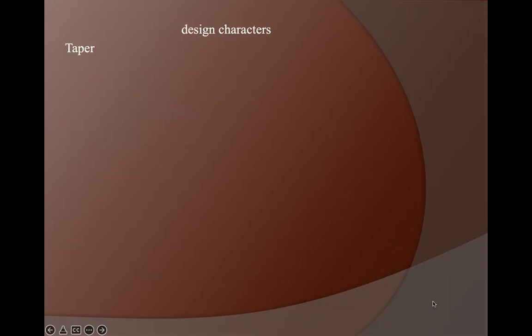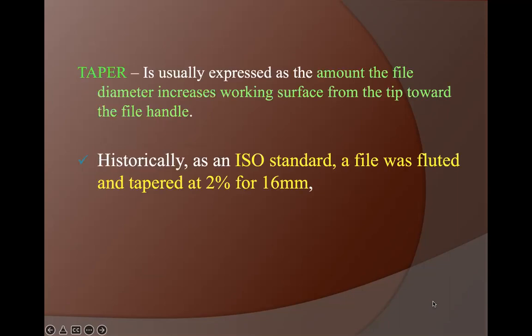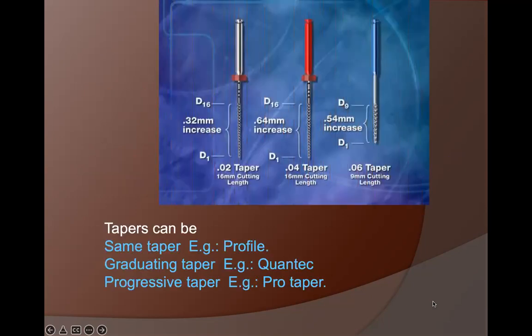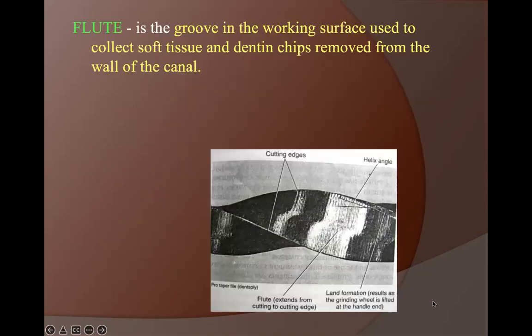So there are certain design characters. First one is taper. It is nothing but the amount of file diameter which increases along the working surface from tip towards the handle. Historically, it is at 2%, which means per millimeter, it will increase the diameter by 0.02 millimeter. So tapers can be either 2, 4, 6, etc.